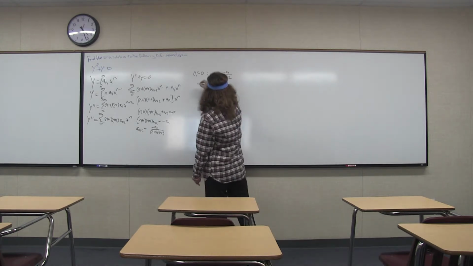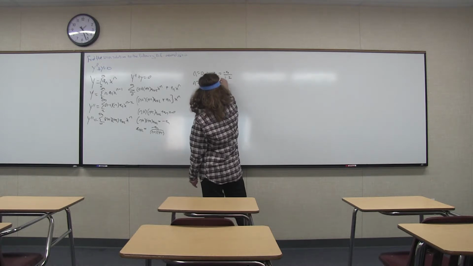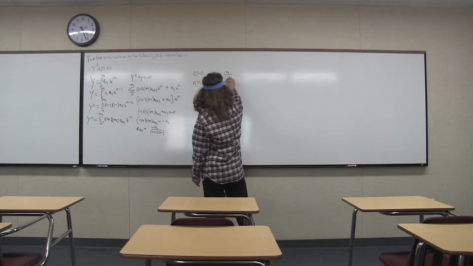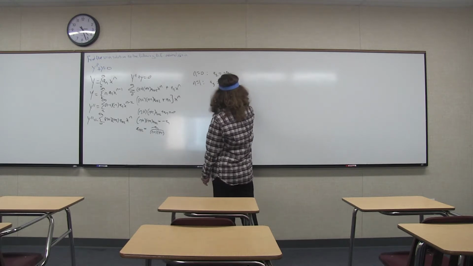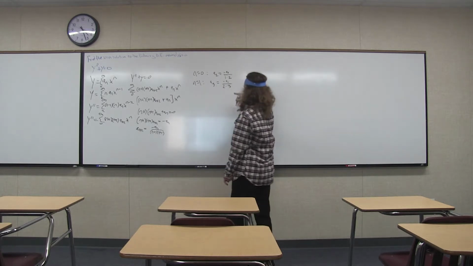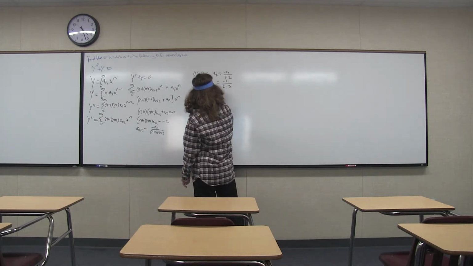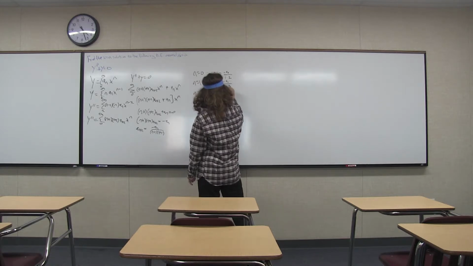And then next, let's say n equals 1. We have a3 equals negative a1 over 2 times 3. And then we continue with n equals 2, with a4 equals negative a2 over 3 times 4.